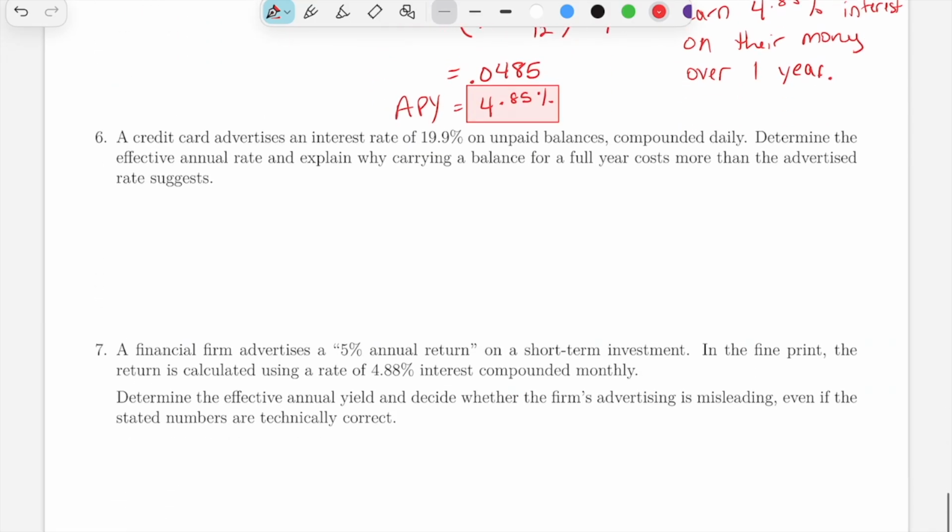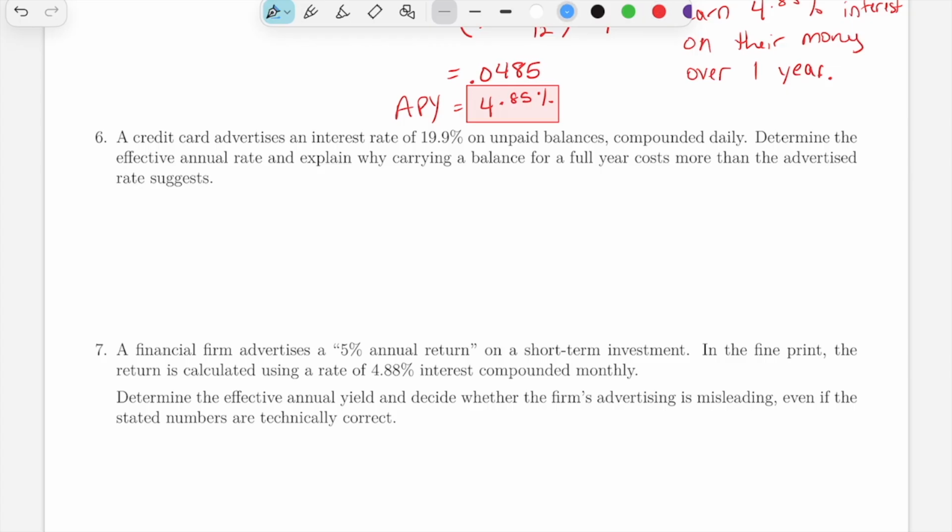A credit card advertises an interest rate of 19.9% on unpaid balances compounded daily. Determine the effective annual rate and explain why carrying a balance for a full year costs more than the advertised rate suggests. The credit card is advertising 19.9%. This is actually a reasonable rate on credit cards. I personally wouldn't want to pay this, but I don't carry a balance on any of my credit cards. That's a personal thing. Some credit cards go up over 30% interest. Some of them are as low as 9 or 10%. It just kind of depends on your credit, but that's neither here nor there.